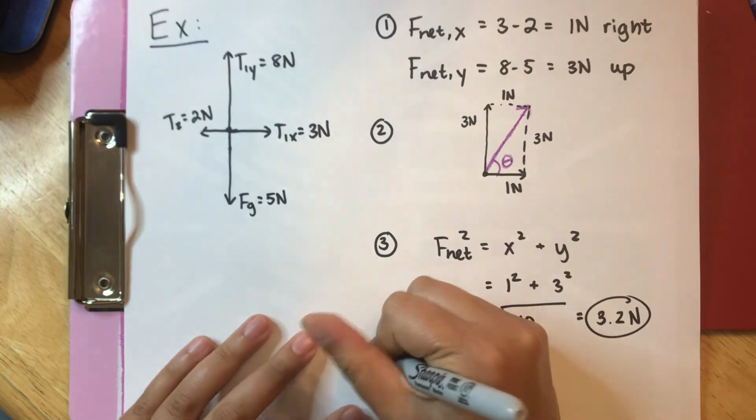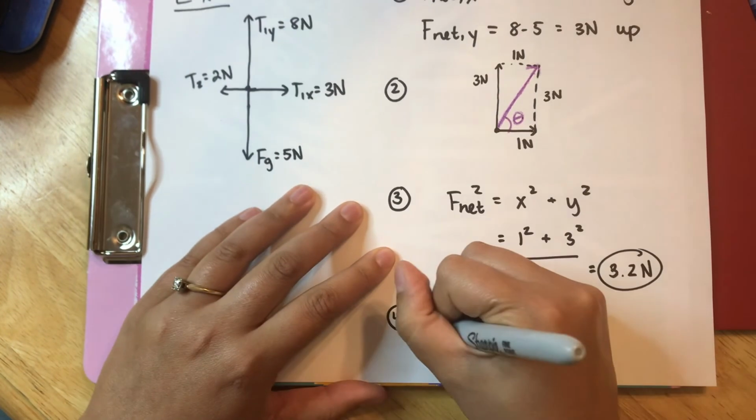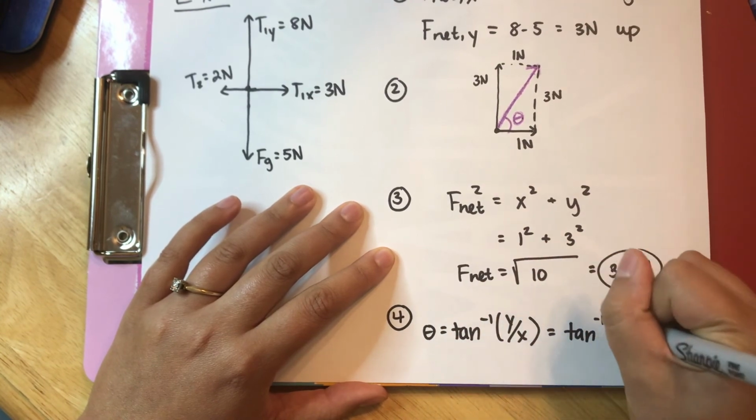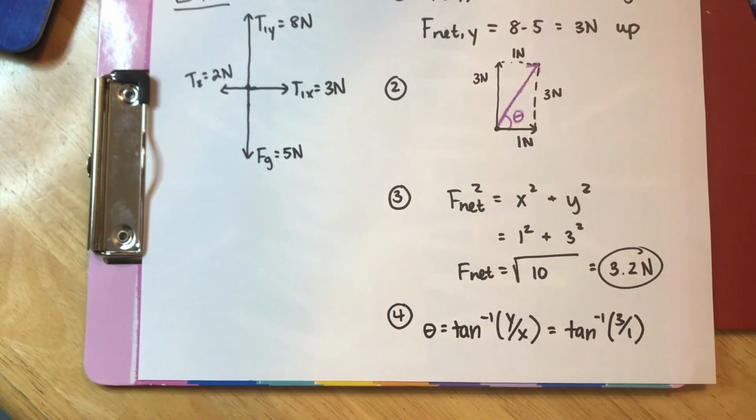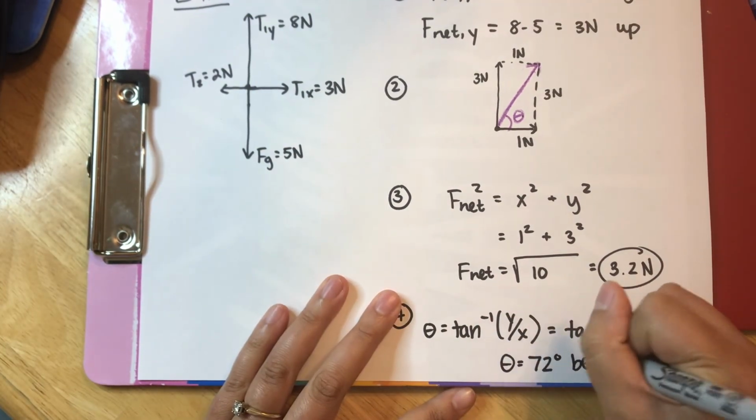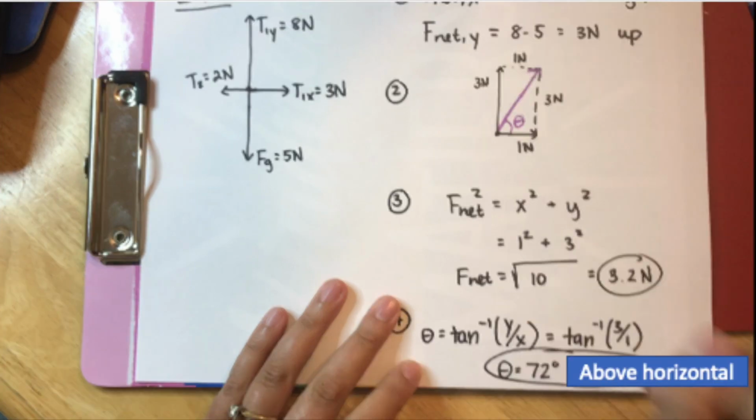And finally, for an extra challenge, let's use that angle at the end. The angle is inverse tan of y over x, so that's 3 over 1. Or in this case, that's 72 degrees, wait a sec, above the horizontal, not below it.